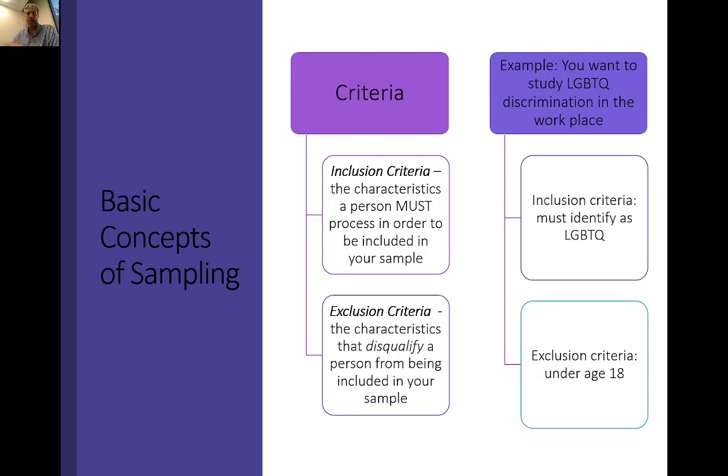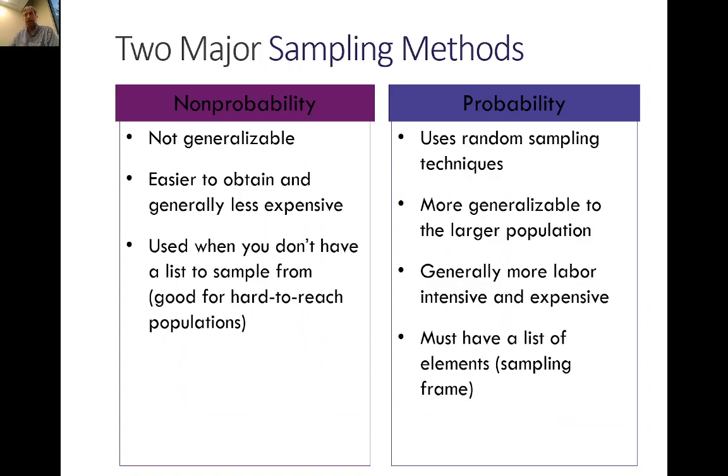Exclusion, anything that disqualifies people. Typically, we won't include children, people that are institutionalized, people that are not cognitively capable of answering your questions, things like that. So on the left, you see non-probability.